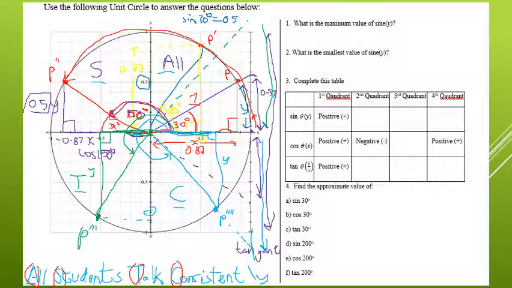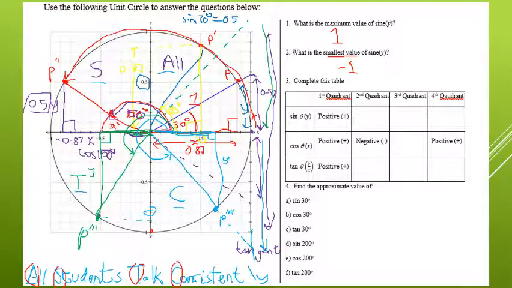So what's the maximum value sine can be? Sine is the y value. The highest the y value can be on this circle is up at positive 1. So the answer we're looking for there is 1. Keep in mind that all these answers are on the next slide, nice, neatly typed. What's the smallest value sine can go to? What's the lowest that y can go down to is down here, which is negative 1.